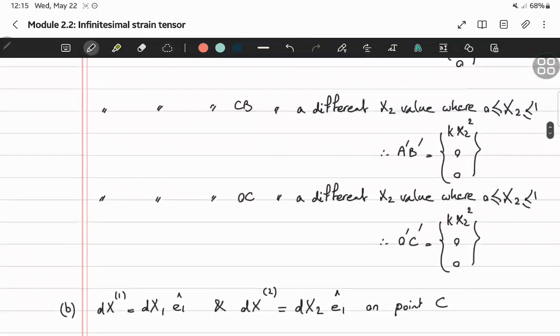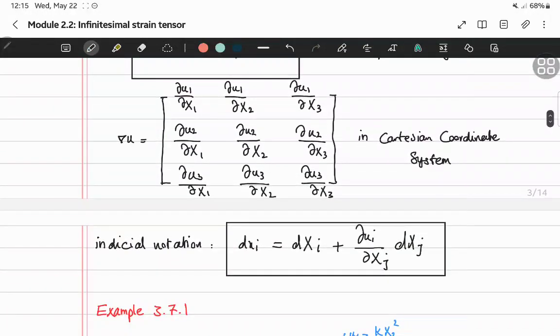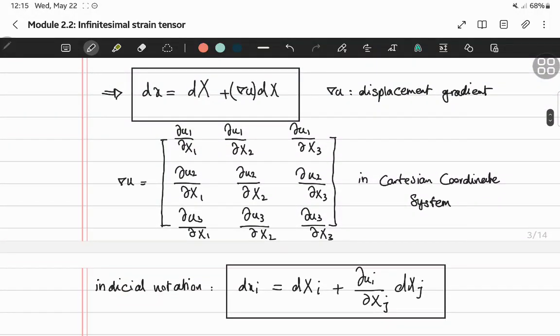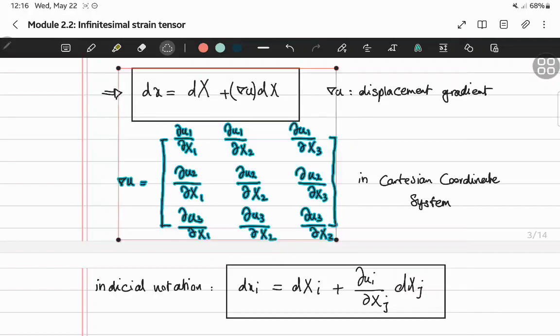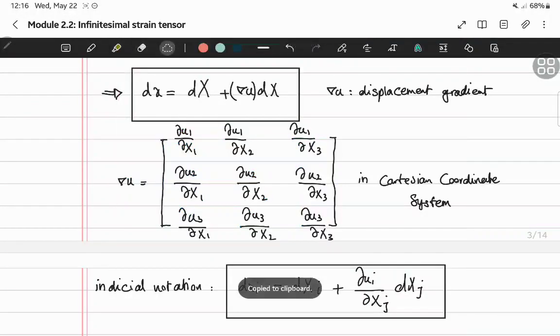So del u, I think that I also made a mistake in here, so I corrected this one. These were previously taken with respect to the current configuration, which is incorrect. They should be with respect to the reference configuration, not the current configuration. I hope that I made it clear. So they should be capital X. These are not a small x. So if I just grab this in here, copy.